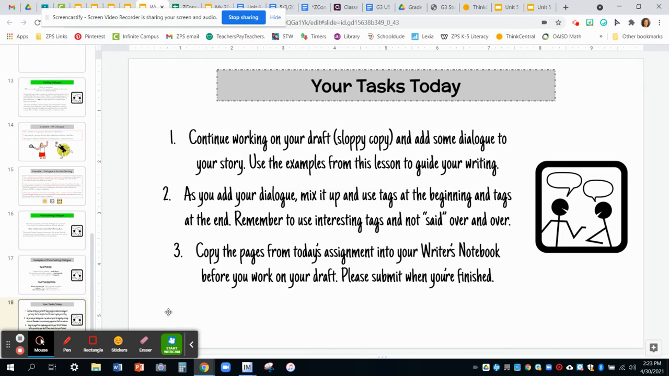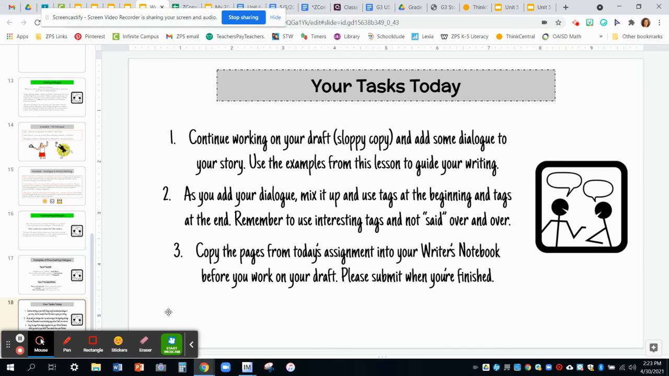Okay, so at the end, here are your tasks. You've got 3 things to do today. First of all, you're going to continue working on your draft. We call that your sloppy copy, right? Because it's not your published piece. You're going to make mistakes and cross things off, right? And add things to it and revise and edit. So you're going to continue working on your draft today.